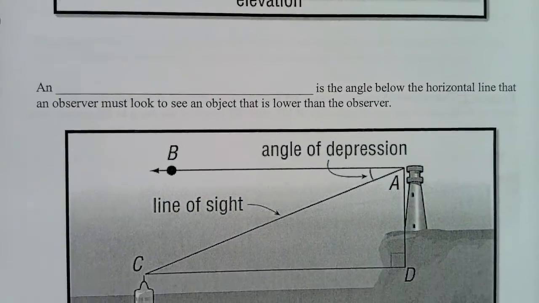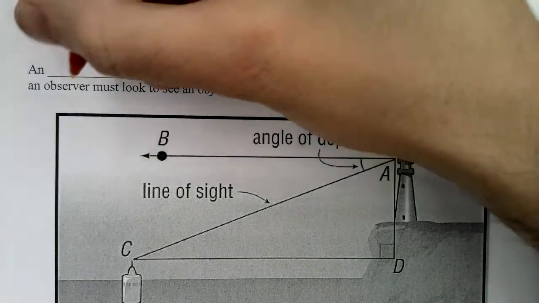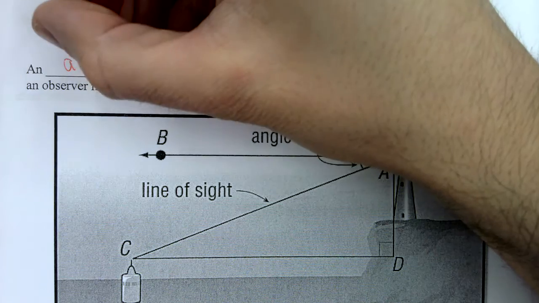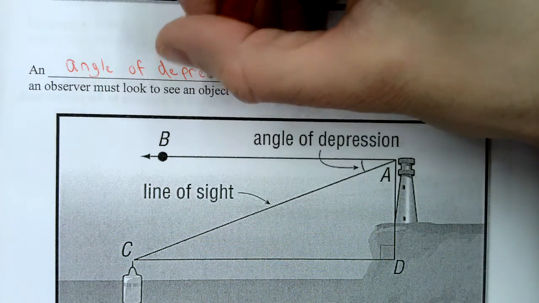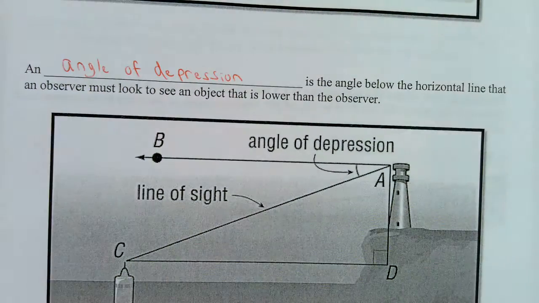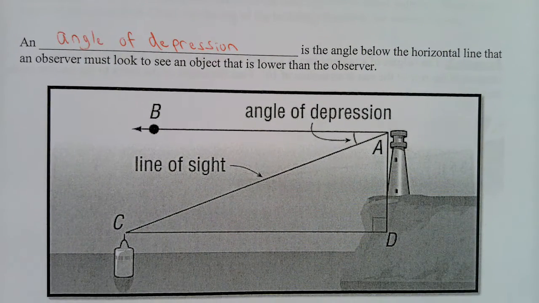And this next definition is an angle of depression. An angle of depression is the angle below the horizontal line that an observer must look to see an object that is lower than the observer.